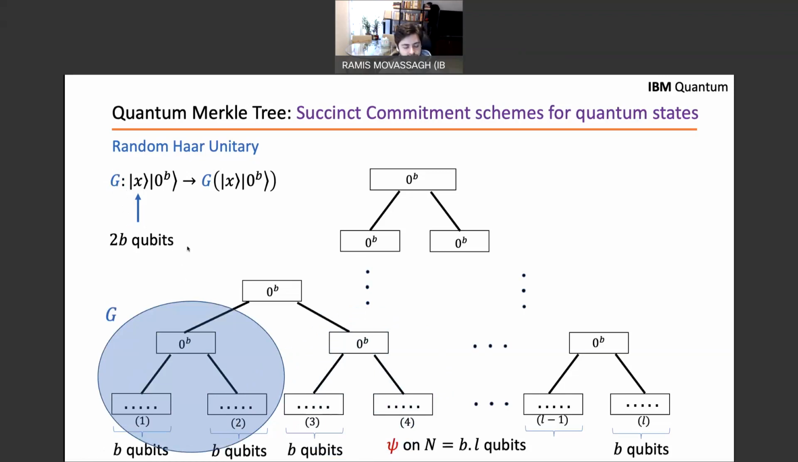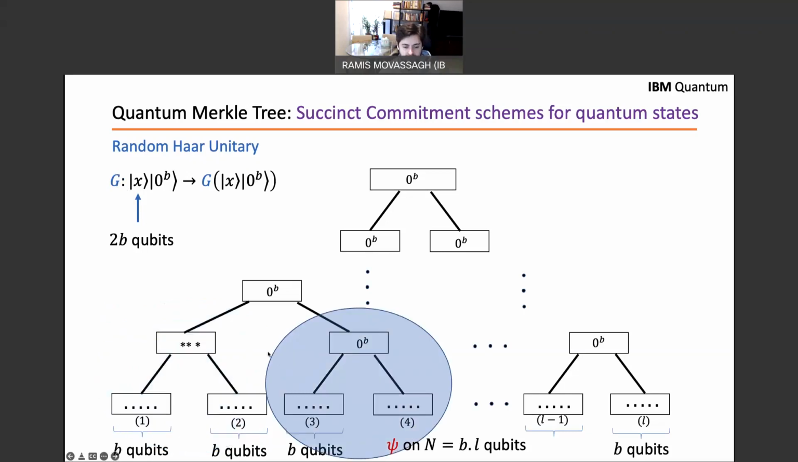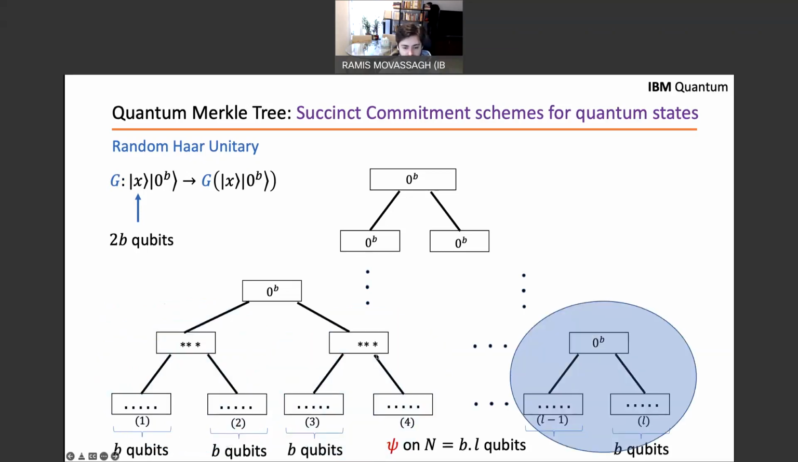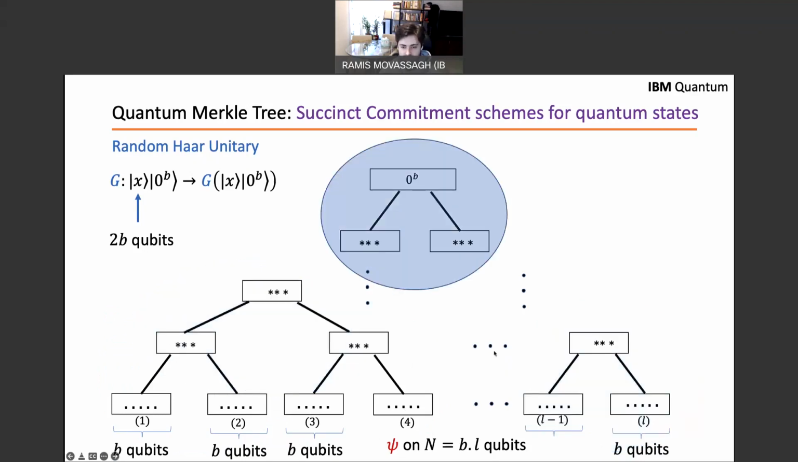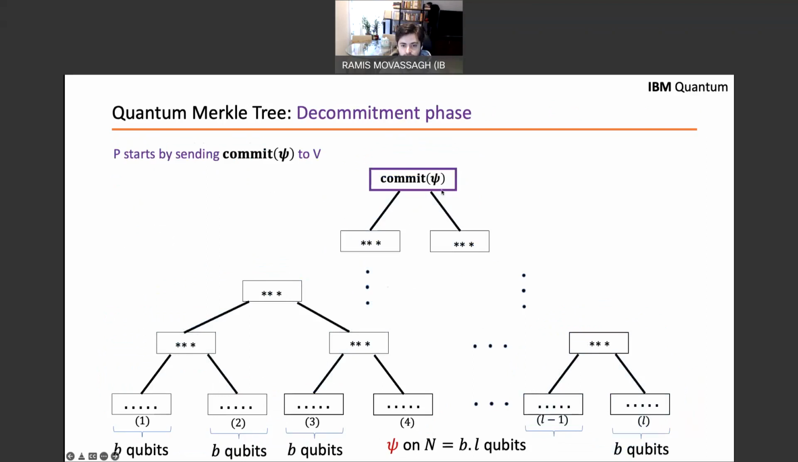So instead of applying a hash function, now you apply G, which is a random Haar unitary, to these registers. Starting from 0, once you apply G, you end up getting a very entangled state, spread over these 3B qubits. It continues like this as before. For the second block, I replace them with stars because these are some states. The whole thing is in some random state, and so forth. You keep going like this till the very end, and the set of B qubits here is called the commitment in our scheme. P just sends this to the verifier.